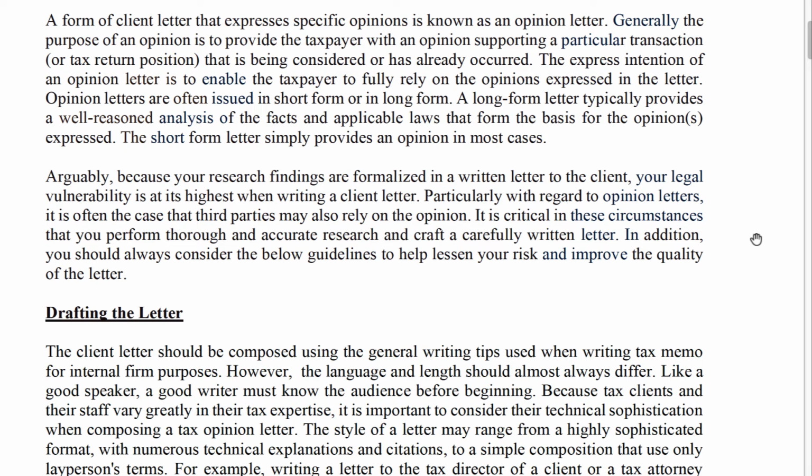Because again, the client relies on this, even other people can rely on this. So it's critical in these circumstances that you perform thorough and accurate research and craft a carefully written letter. In addition, you should always consider the below guidelines in this PDF, in terms of how you can lessen your risk and improve the quality of the letter.